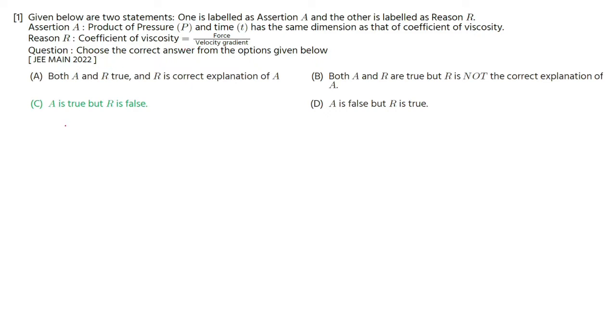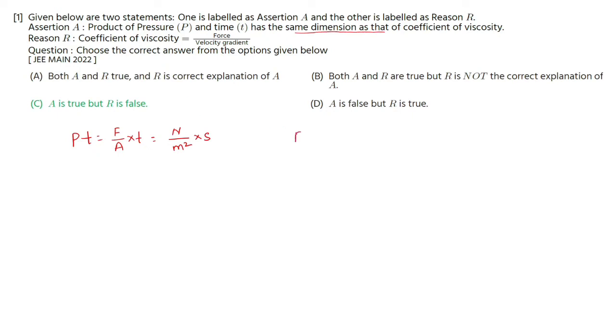So let us first of all, in the assertion they given that pressure into time. Pressure is nothing but force per unit area into time. Force Newton and area unit is meter square and time second. So Newton second per meter square, the product of pressure into time. And in the assertion they are saying that it is same as that of the coefficient of viscosity.